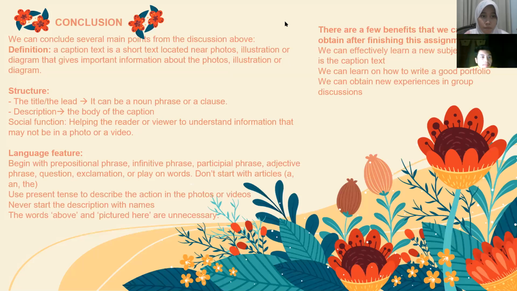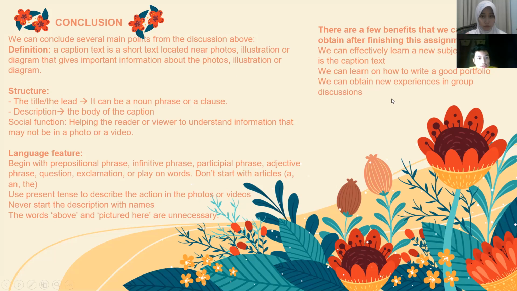Now for the conclusion. We can conclude several main points from the discussion above. For the definition, caption text is a short text located near photos, illustration, or diagram that gives important information about the photos, illustration, or diagram. For the structure, there is the title or the lead, and it can be a noun, phrase, or a clause. Description is the body of the caption, and the social function is to help the reader or viewer to understand information that may not be in a photo or a video.